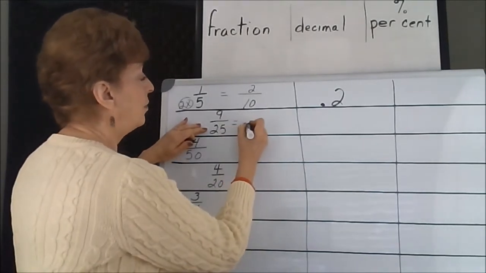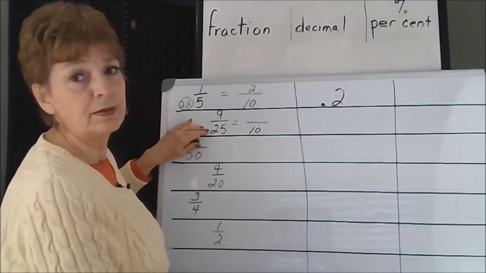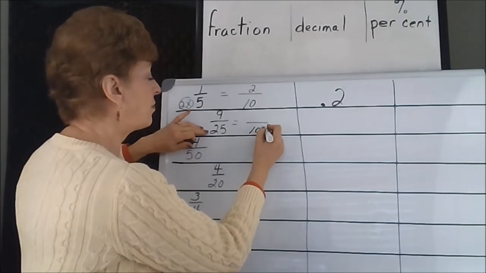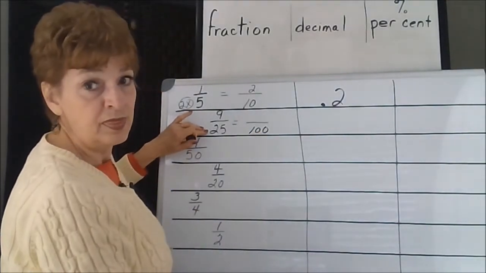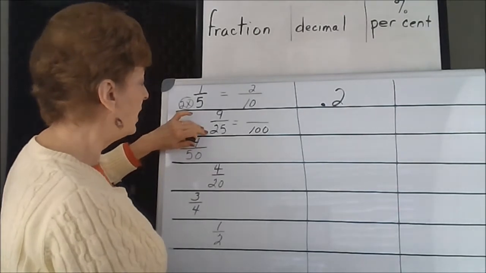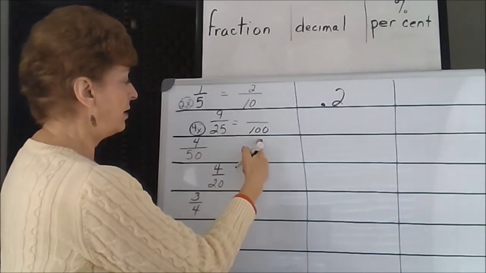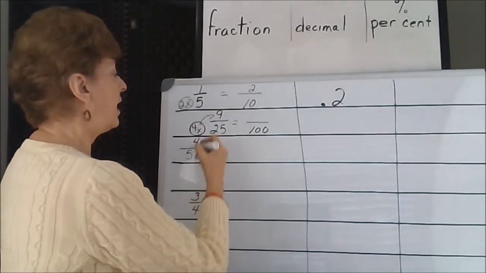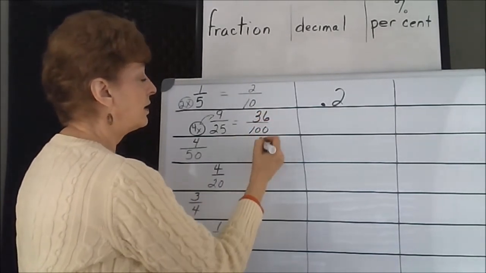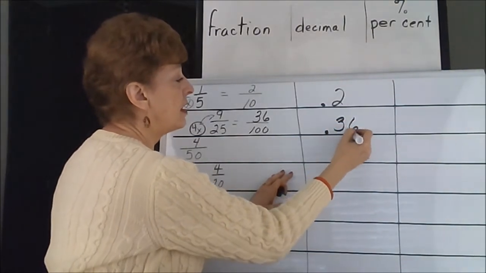25ths, we could start out with thinking about 10. Well, 10 would be too small. 25 is bigger than that. The next column over is hundredths. And we all know that there are 4 quarters in a dollar. So if you were thinking of 25s, you could multiply this times 4 in order to get 100. So use it again for the numerator. This would be 36 hundredths, or the decimal 36 hundredths.